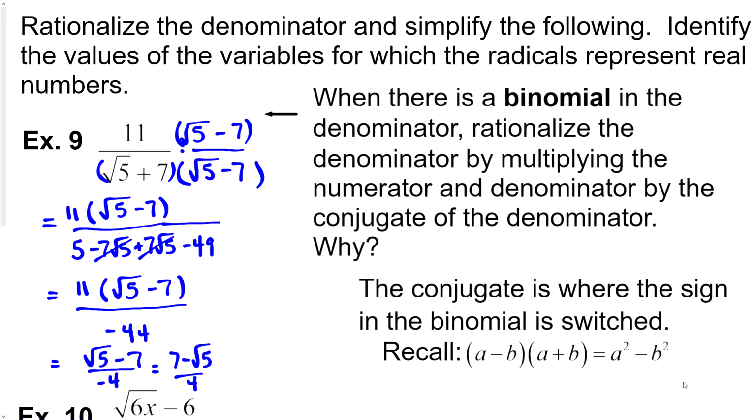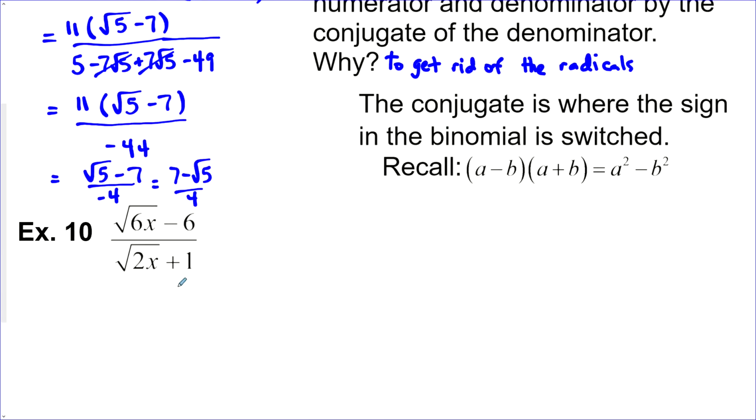So when there's a binomial in the denominator, then we'll multiply by the conjugate of that. Why? To get rid of radicals. Remember, the conjugate is the same thing, but the signs are reversed, and then we just end up with the first term squared and the last term squared, and that will get rid of it, as long as we're dealing with square roots. Next example.